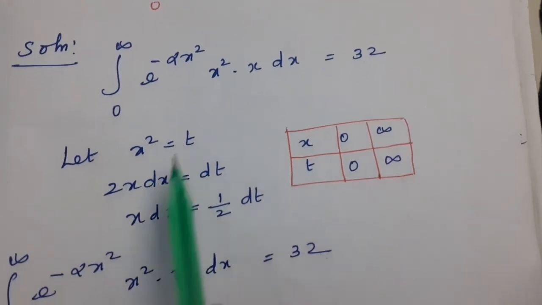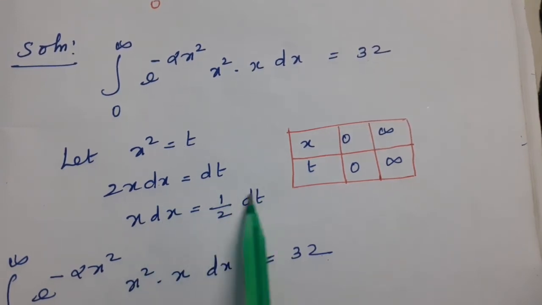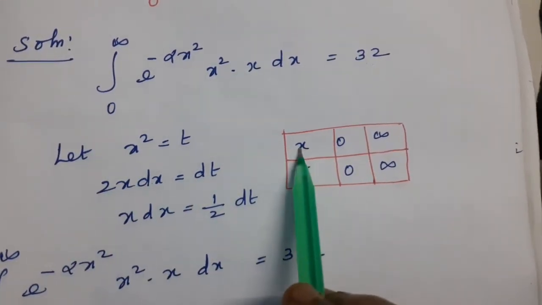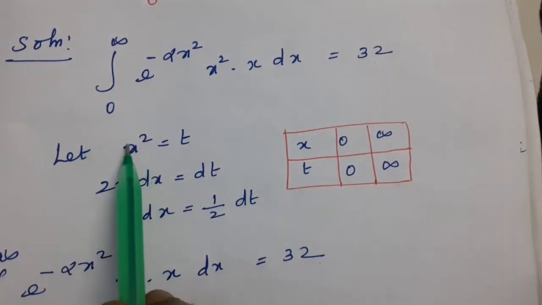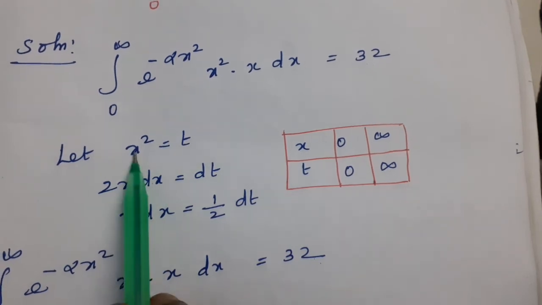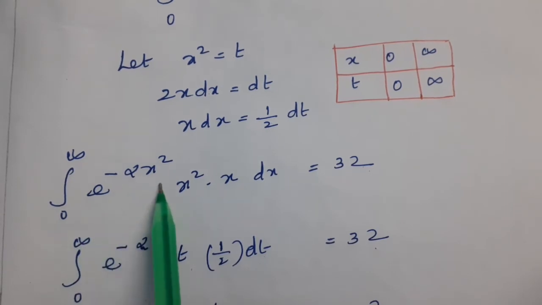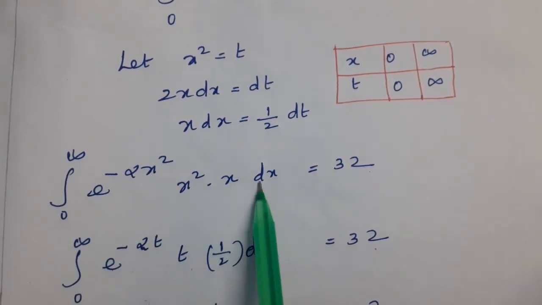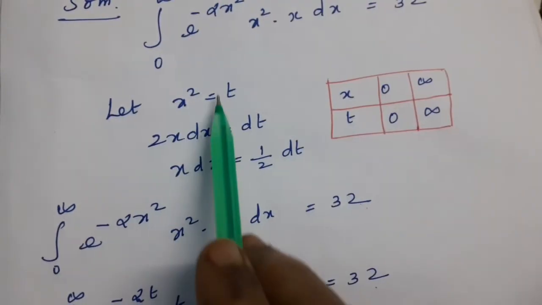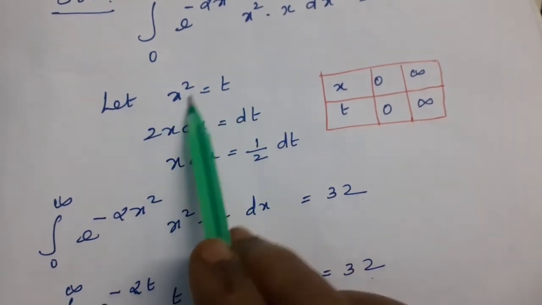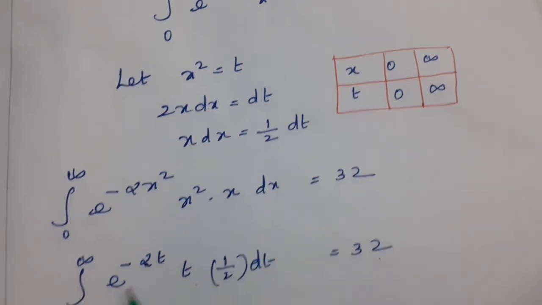Now x square is taken as t. After differentiating, 2x dx is equal to dt. Now x into dx is equal to dt by 2. Limit: in terms of x, 0 to infinity. In terms of t the limit becomes the same, 0 to infinity, because when x is equal to 0, t is equal to 0, and when x is equal to infinity, t is also infinity. So now 0 to infinity e power minus alpha x square into x into dx equal to 32. I write the same constant. Now instead of x square write t. Instead of x square write t. x into dx is dt by 2.